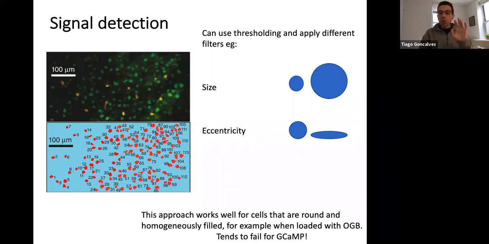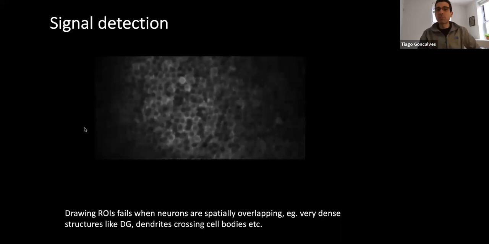Now, this approach is good and works well for cells that are relatively round, homogeneously filled. It works great for this OGB stuff, but it'll fail for GCaMP because GCaMP is much harder because, first of all, your cells are actually donuts, right?